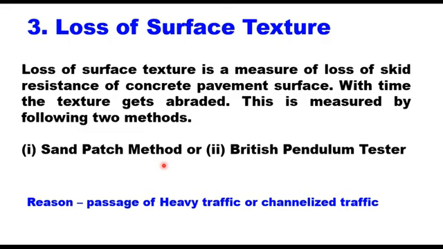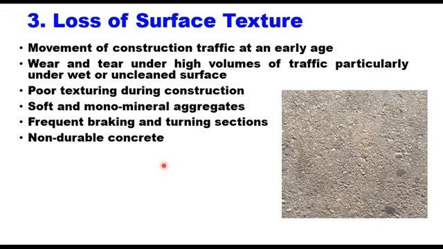The loss of surface texture is mainly because of passage of heavy traffic or channelized traffic, but there can be several other reasons like movement of construction traffic at an early age, wear and tear under high volume of traffic, particularly under wet or uncleaned surface, poor texturing during construction itself, use of soft or monomineral aggregates, frequent braking and turning sections like intersections or speed breakers, or durability problem with the concrete.